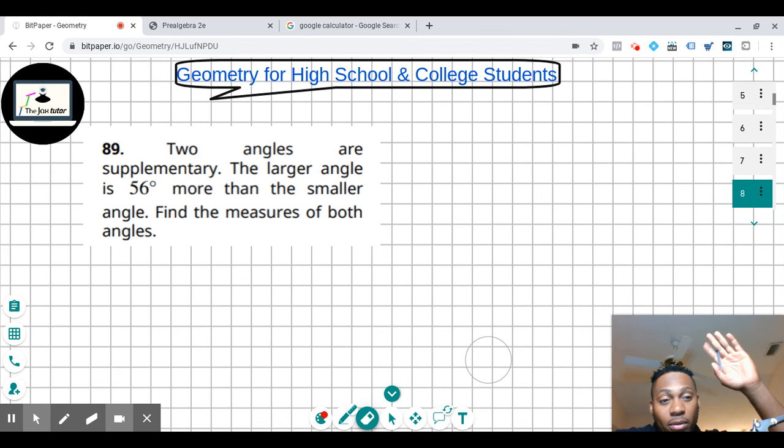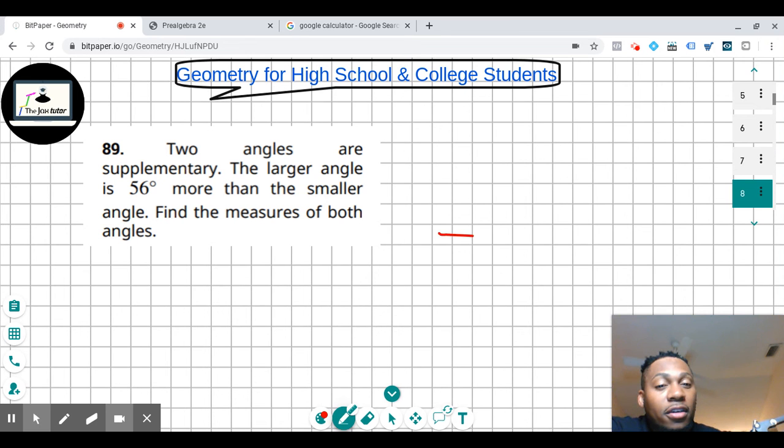So you have two angles. You don't know the value of any of them, but you know the bigger one is 56 degrees larger than the other one, and you also know these angles add up to 180 degrees. So let's say that. We know there's going to be a big one and a small one. So let's say that we call this angle alpha.